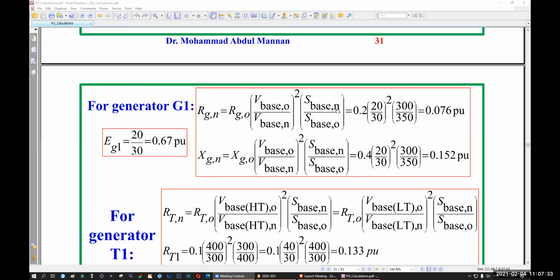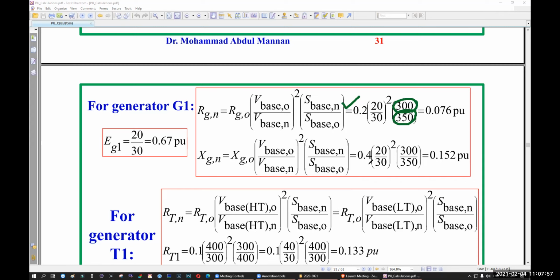S base new is 350. S base old is 300. So there they made a mistake, right? Yes, sir. Not us. They made a mistake for some reason. I do not know why, but they made a mistake because our new base is how much? 350, sir. Got my point? Yes, sir.